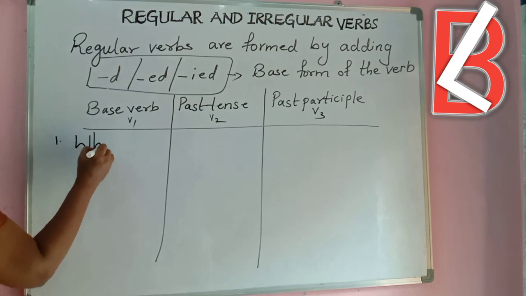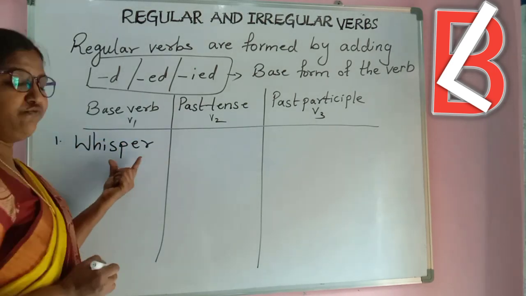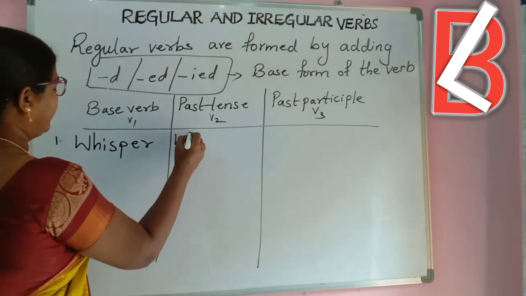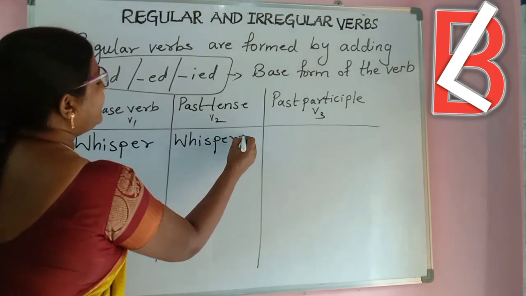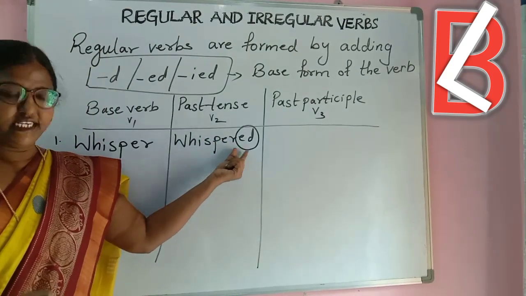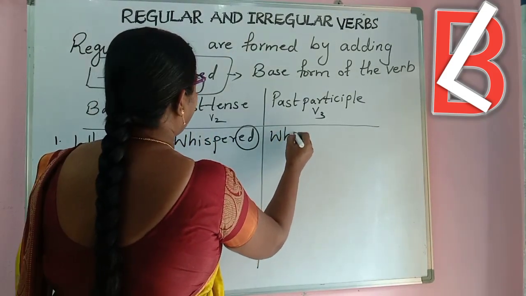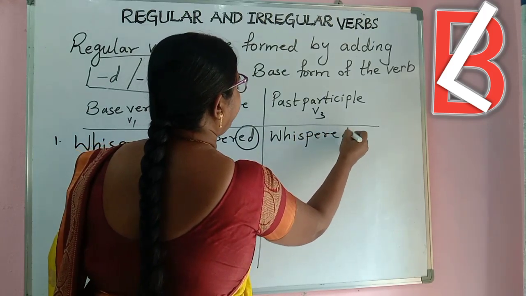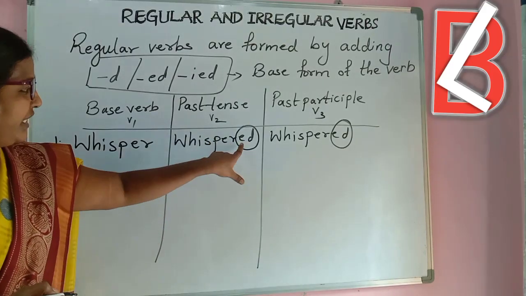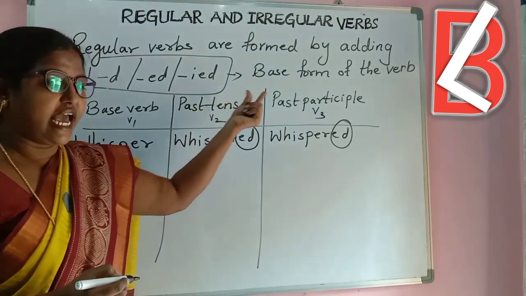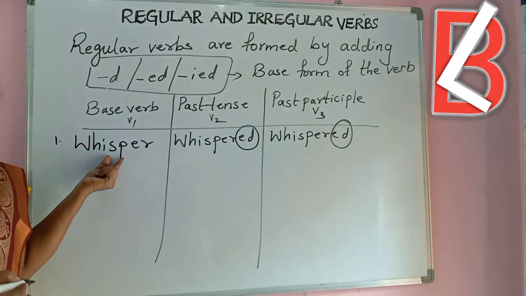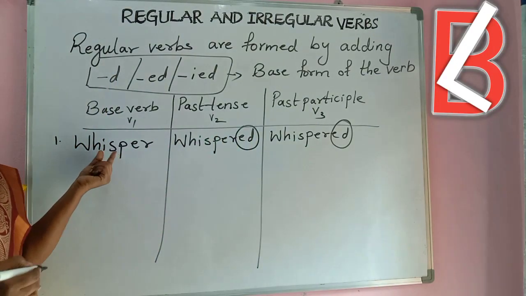First, whisper. Whisper is the base form of the verb, that is V1, and its V2 past tense is formed by adding ed, that is whispered, and the past participle is also formed by adding ed. Whispered is a regular verb. Its past tense and past participle are formed by adding ed to the base form of the verb. Let us see the next example.